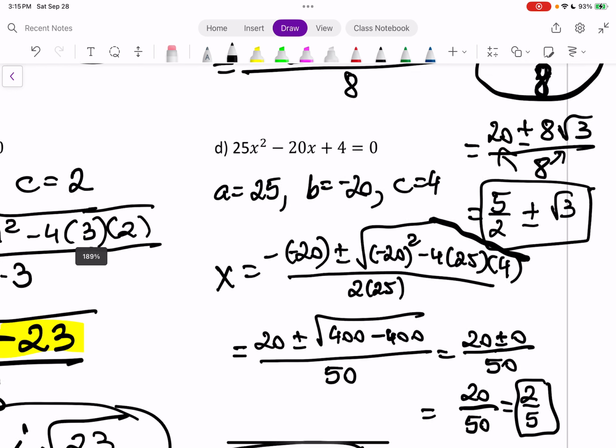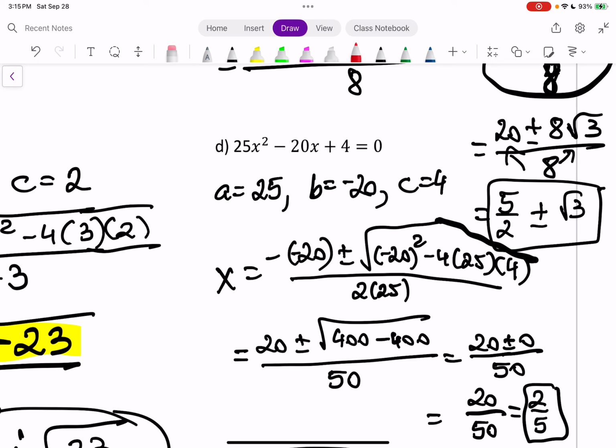So by the way, we could have actually factored this. Anytime you get answers that don't have square roots, that means you could have factored the original problem. So if you try that, there you go: 5x and 5x at the front, 2 and 2 at the back, and both with a minus. And each one of those will get you an answer of 2/5.